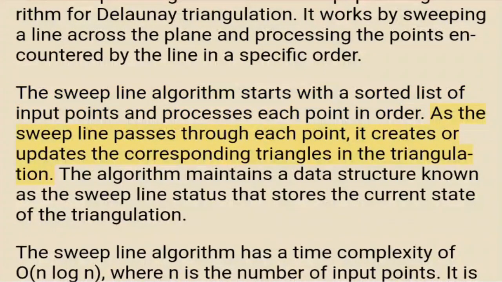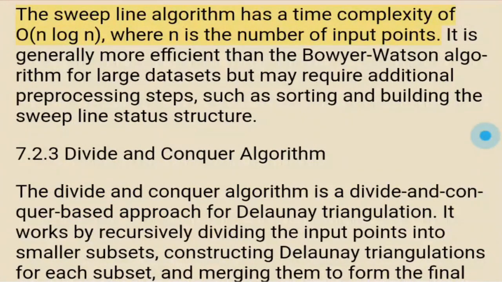As the sweep line passes through each point, it creates or updates the corresponding triangles in the triangulation. The algorithm maintains a data structure known as the sweep line status that stores the current state of the triangulation. The sweep line algorithm has a time complexity of n log n, where n is the number of input points. It is generally more efficient than the Bowyer-Watson algorithm for large datasets but may require additional preprocessing steps, such as sorting and building the sweep line status structure.